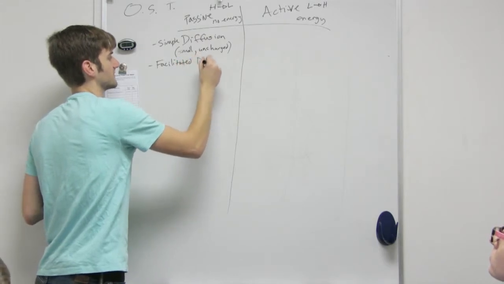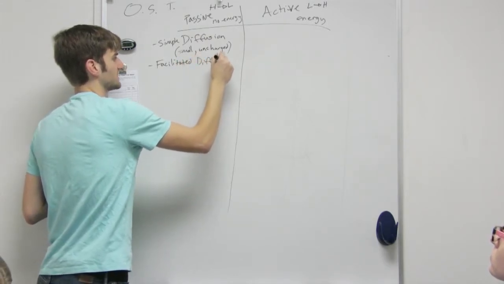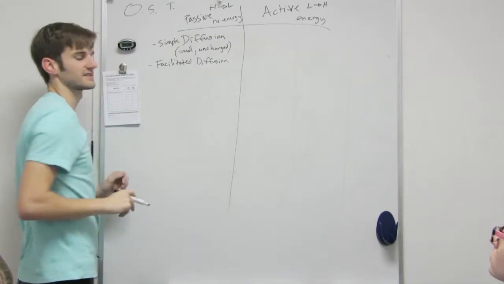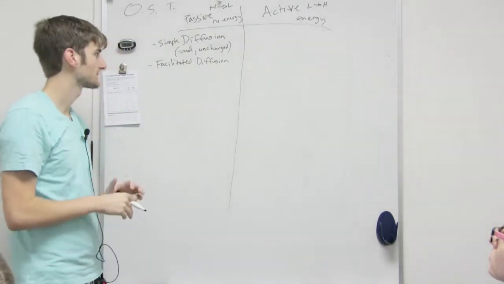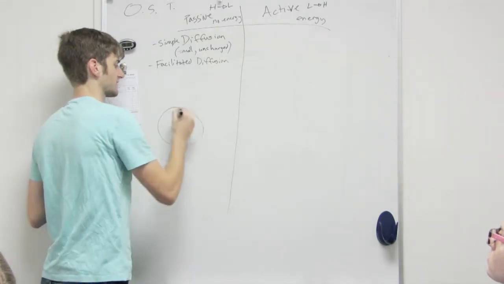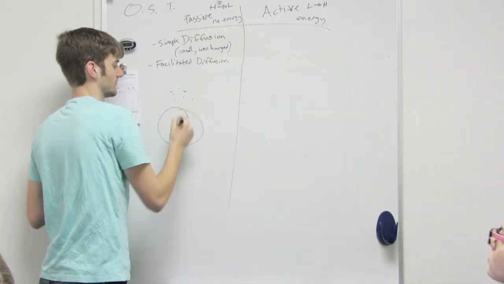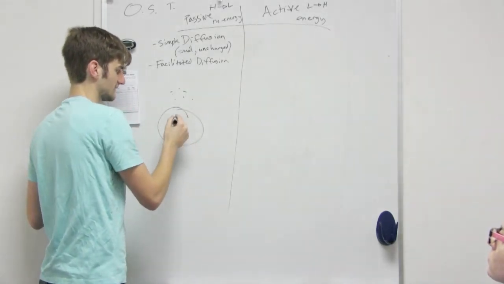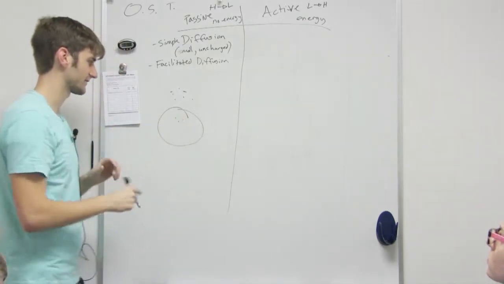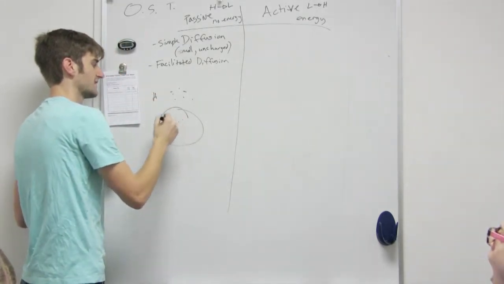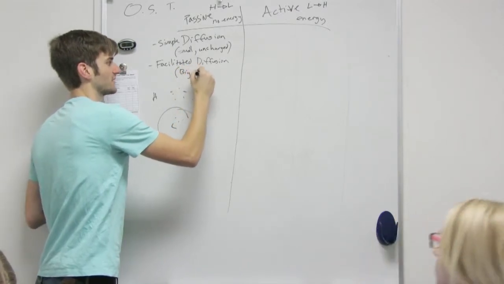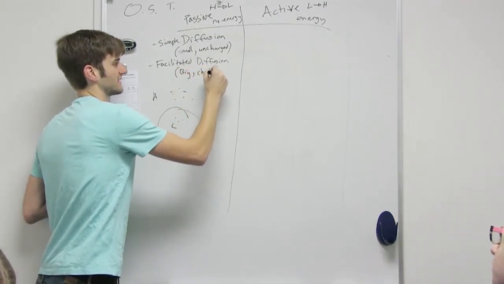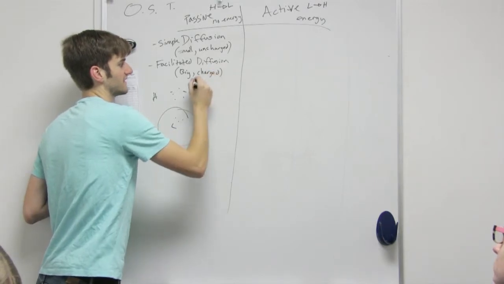The next one, facilitated diffusion. When something's facilitated, it means it's being helped, like a facilitator is helping something. So this diffusion needs help. So we have our cell. We have lots of stuff on the outside. Let's say we have a few on the inside, so high, low. Now this stuff is big and charged. An example of this would be glucose.